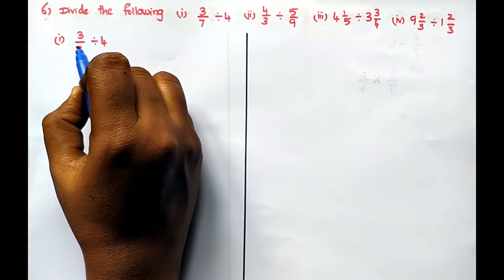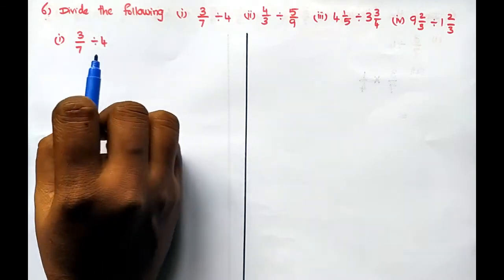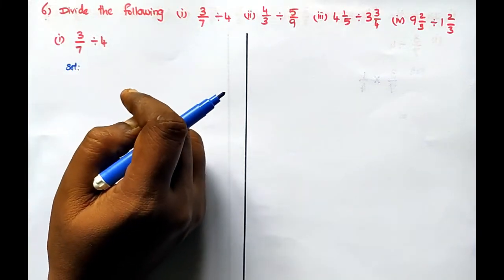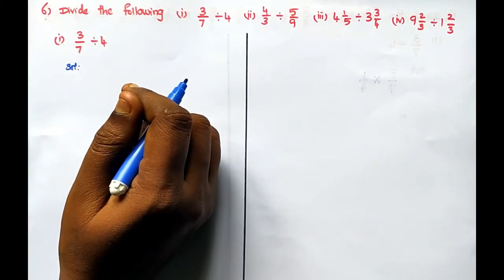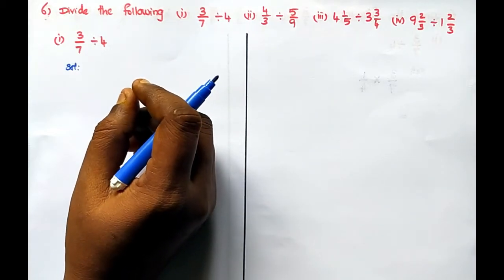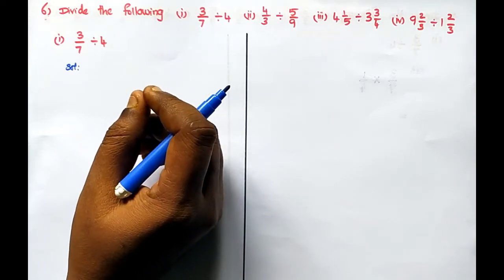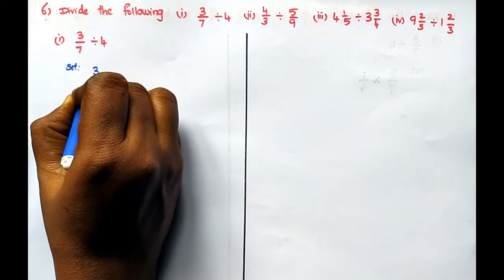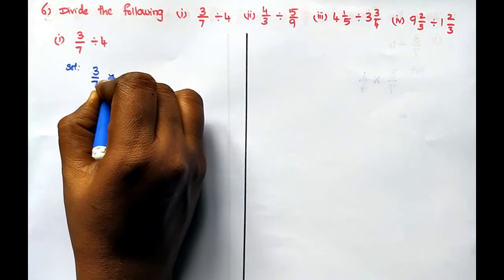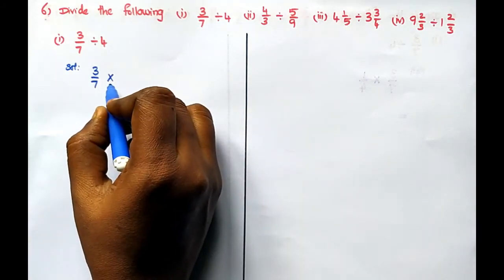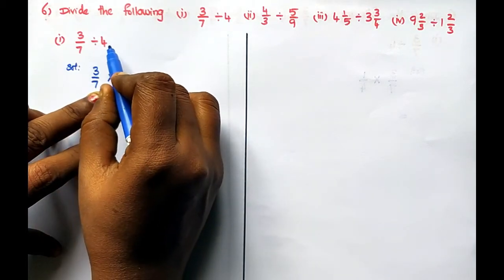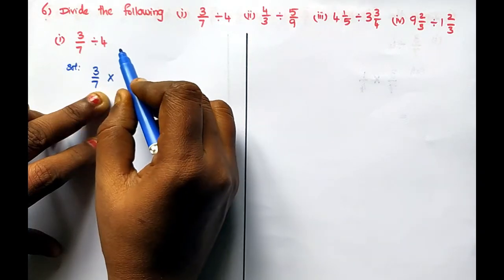First subdivision, 3 by 7 divided by 4. If two fractions are in division, first we have to convert into multiplication. How will you convert? First fraction write down as it is and put the multiply symbol and take the reciprocal of that second fraction. Listen, 3 by 7, here division, I have to convert into multiplication. So put multiplication symbol. One condition is there. What is that? Take the reciprocal of the second fraction.